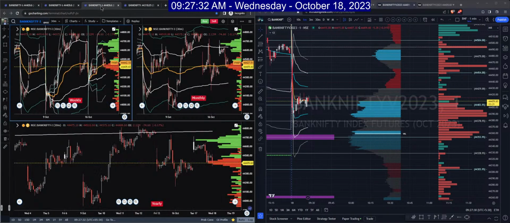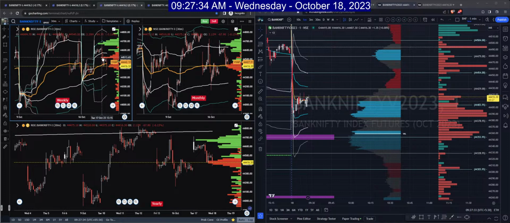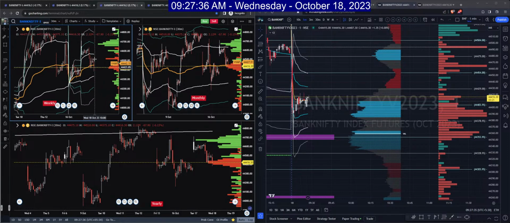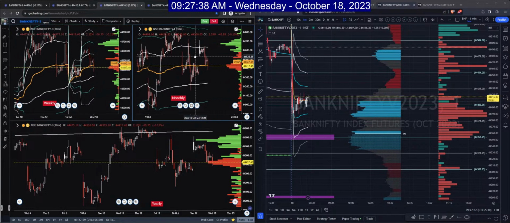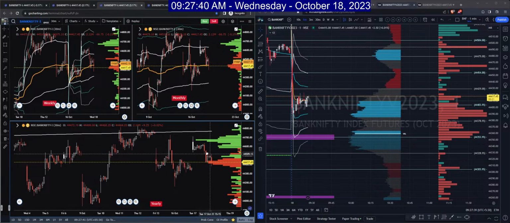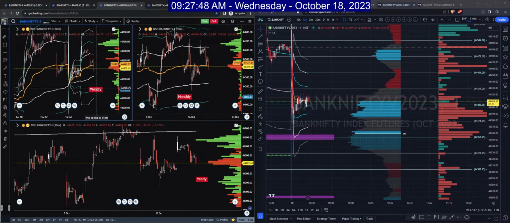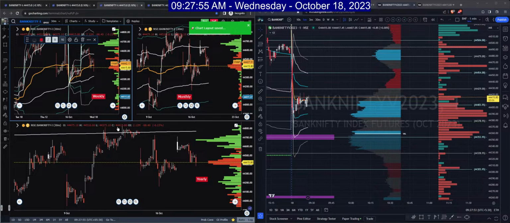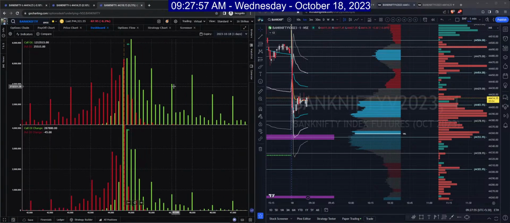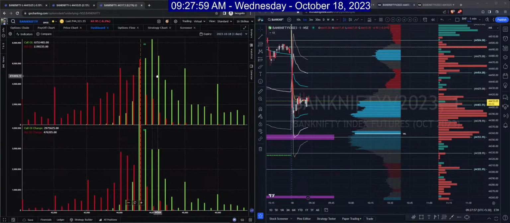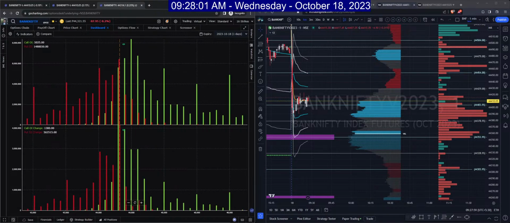Here, let me just close this. So we have broken the weekly VWAP, we have broken the monthly VWAP, and this is also a zone where there is supply getting trapped. So this is monthly, weekly. I'll just close this and let me look at the options inventory, what is happening here.